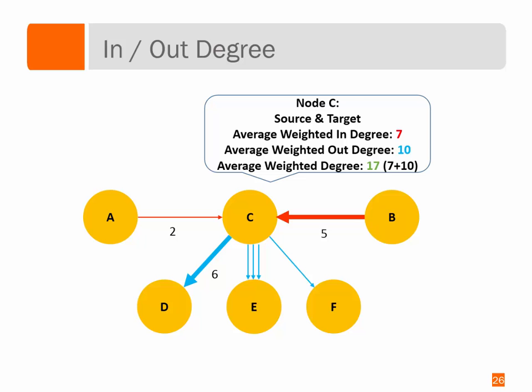Then finally, the average weighted degree, which does not distinguish between whether the relationships are in or out, is essentially just counting up all of the relationships that are weighted. So we have our 7 that are flowing into C and our 10 that are flowing out. We add those 2 together, the 7 plus 10, and we have an average weighted degree, the general case, of 17.